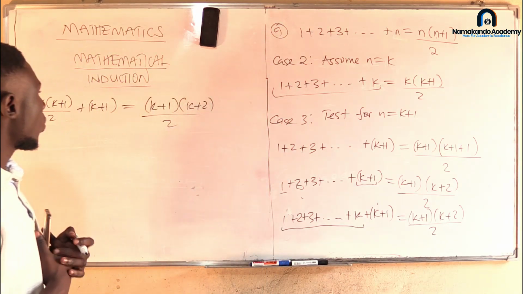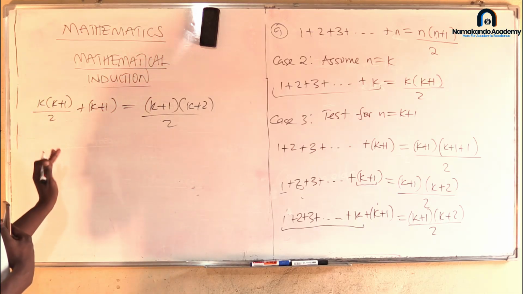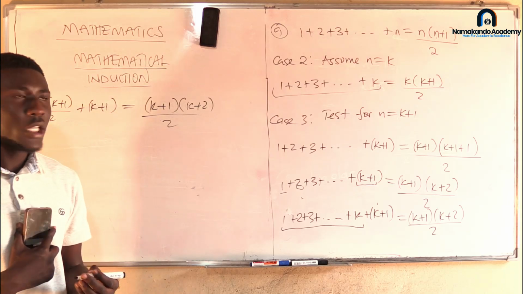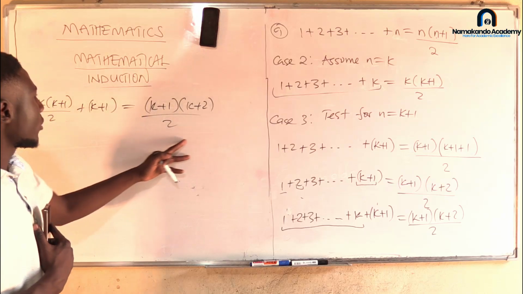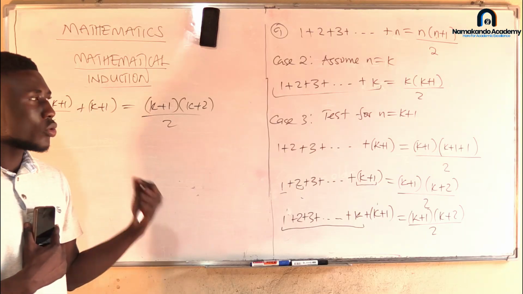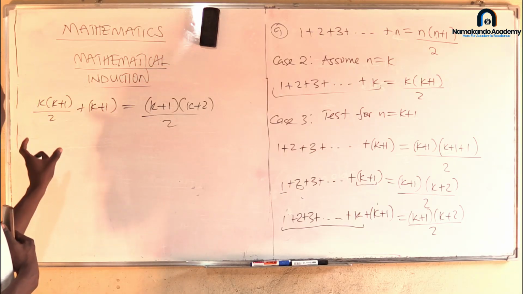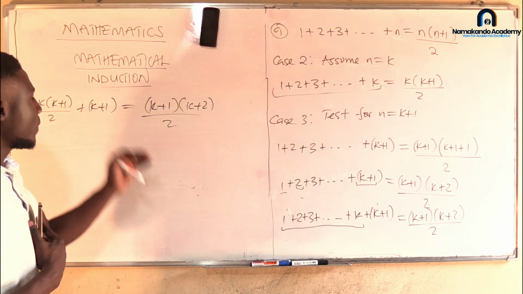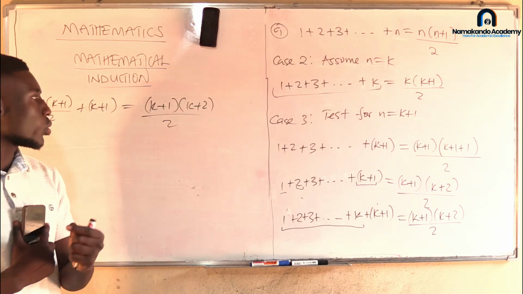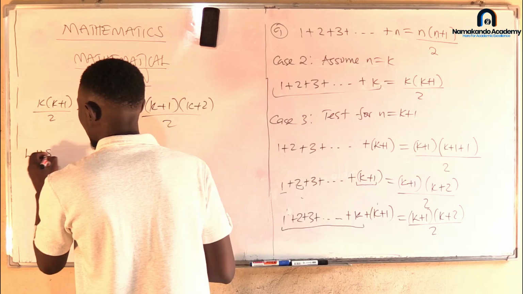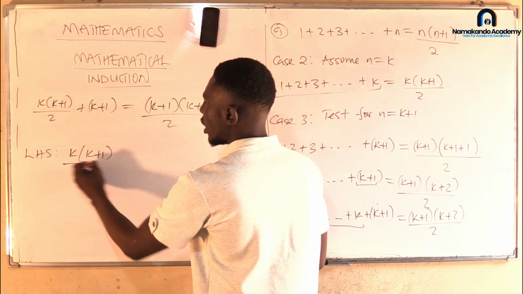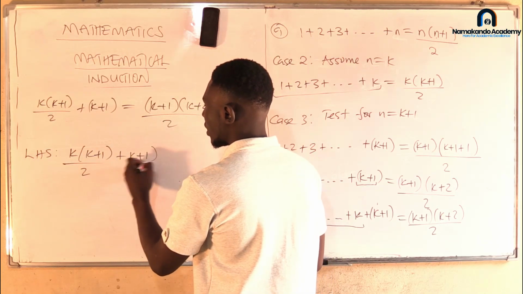From here, what we do next is we work with the left hand side and simplify it. Our end result should be what we have on the right hand side. If this is not the case, it means the statement is not true by mathematical induction. If we get the same result on both sides, it means the statement is true by mathematical induction, since it is mandatory that you end with a conclusion. So let's work with the left hand side. The left hand side is k times k plus 1, everything divided by 2, then plus k plus 1.